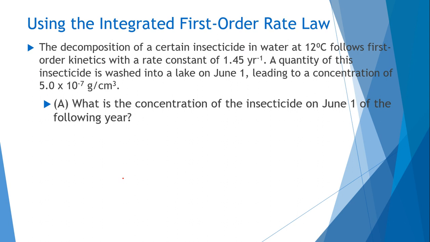So, we're going to actually use that first order rate law and solve problems with it. Here is our first example of a problem. It says a decomposition of a certain insecticide in water at 12 degrees Celsius follows first order kinetics. So that means we're going to be using that first order kinetics equation. So let's go ahead and write it down. The natural log of our concentration at t minus natural log of our initial concentration equals negative kt. And it says it has a rate constant of 1.45 per year, so that's going to be my k. It's okay being in years because years is a unit for time.